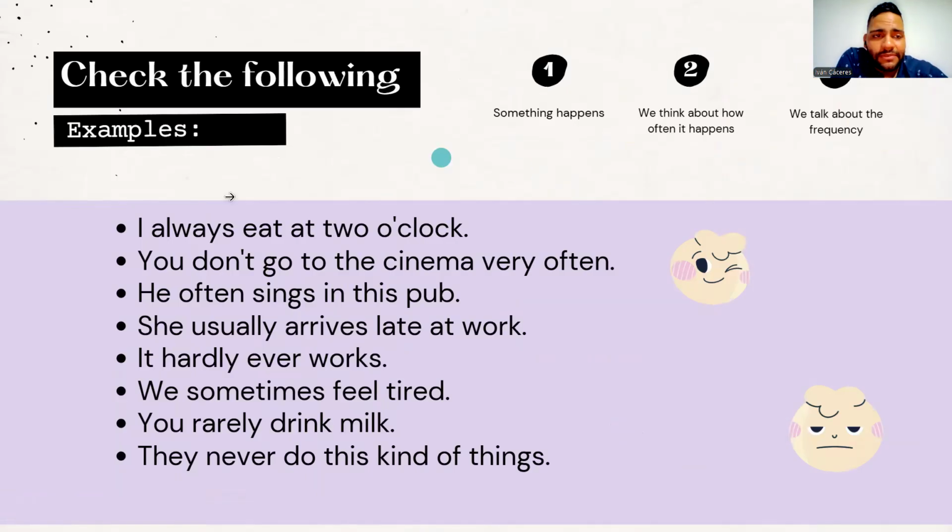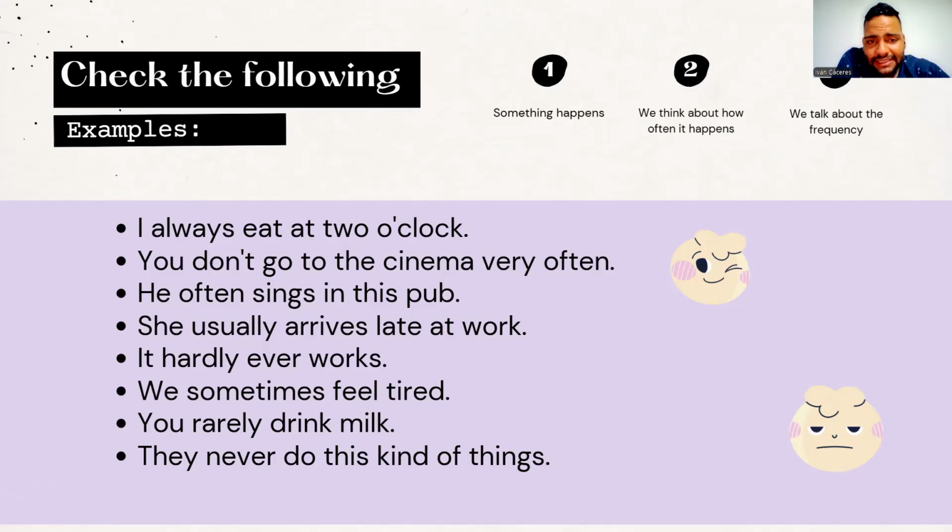We have some examples. We have something that happens, we think about how often it happens, and we talk about the frequency. For example, I always eat at 2 o'clock. It's always at the same time. It's never at noon, it's never at 3 o'clock, it's always at 2. You don't go to the cinema very often, right? You don't like movies a lot. You don't go very often there.